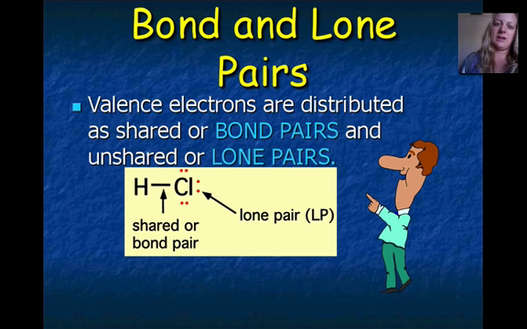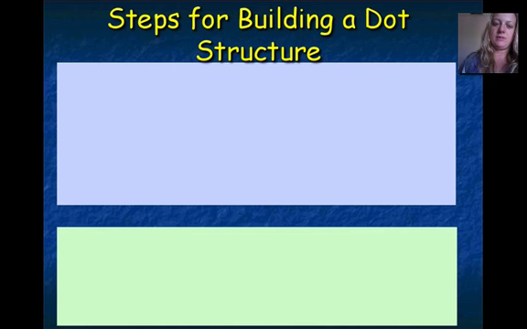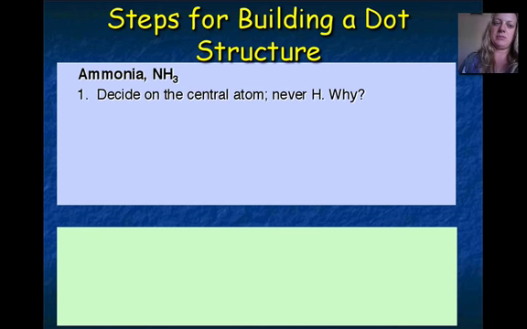Now, how can we tell how things are going to bond? Well, we have to look at the valence electrons. We have to see what we're bonding together and come up with which ones we think are going to be shared. We call these the lone pairs. So here are the steps for building more complex Lewis dot structures. For example, let's do ammonia, NH3.